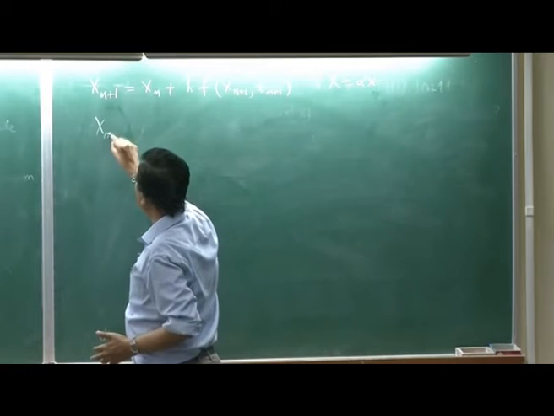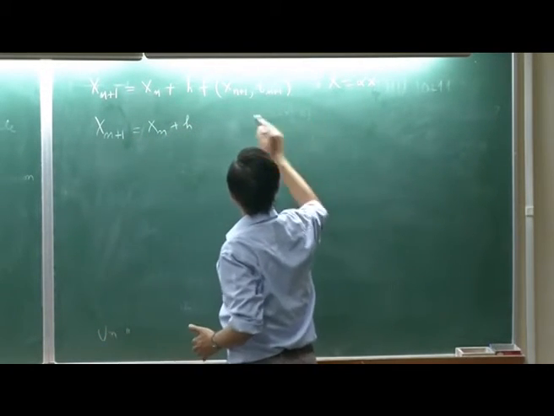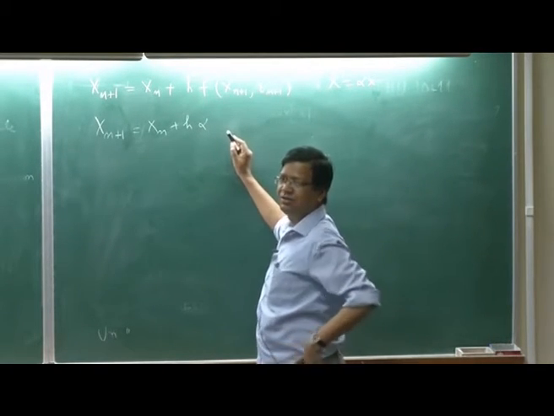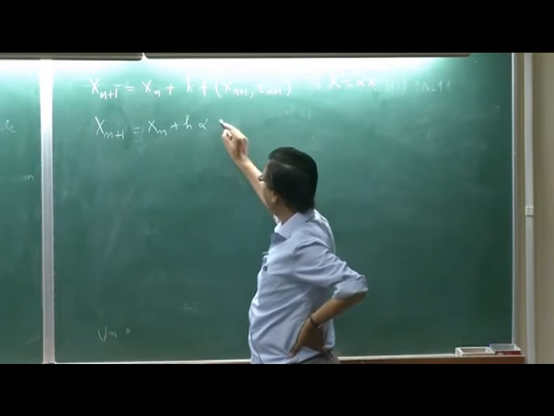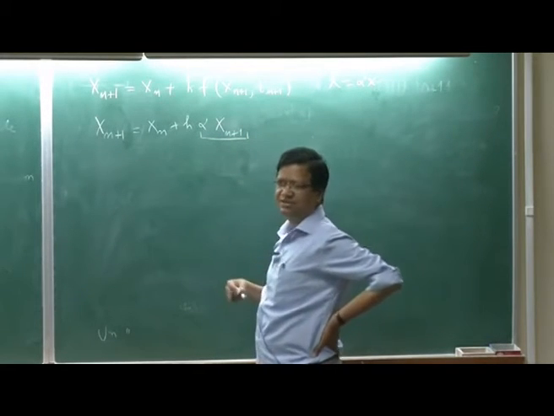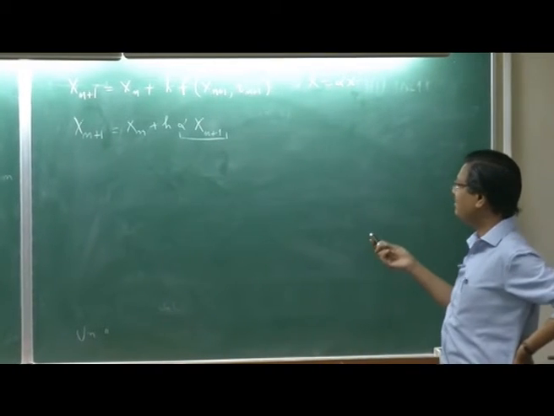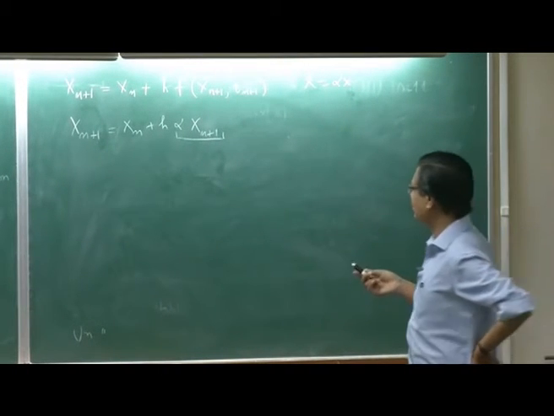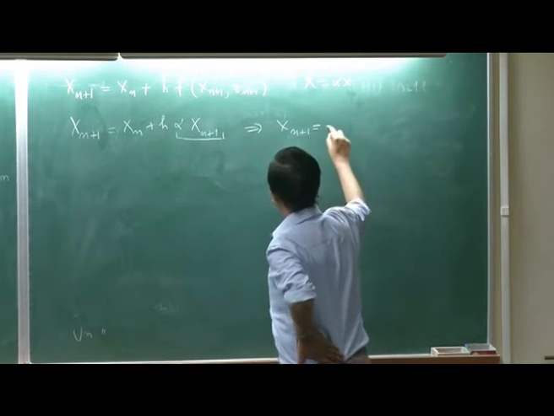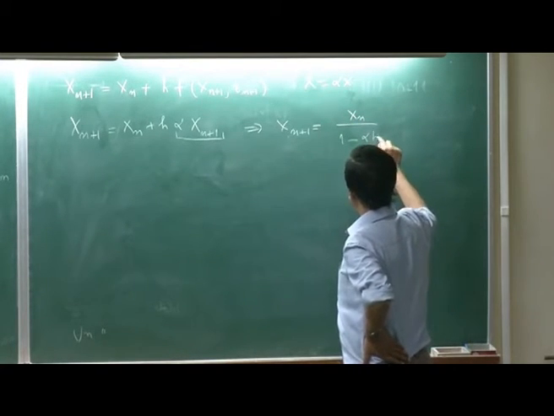So xn plus 1 is xn plus h times alpha what? xn plus 1, not xn. Okay, so this is xn plus 1, so this is computed at n plus 1. Is that clear to everyone? Now I can easily solve for xn plus 1. So what is xn plus 1? This implies xn plus 1 is xn divided by 1 minus alpha h.